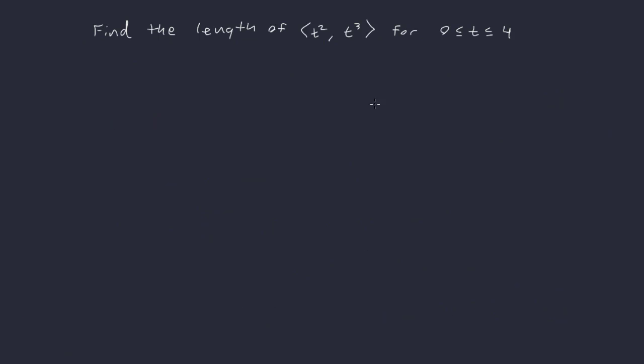All right, for a second example, let's find the length of t squared comma t cubed for t between 0 and 4. I didn't name this, but let's name this r. To find the length, remember we need to find r prime. So r prime will be 2t, comma 3t squared. Then we need to find the magnitude, so that'll be the square root of the first component squared plus the second component squared.